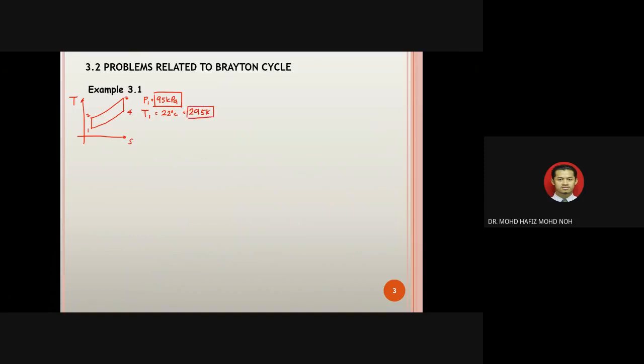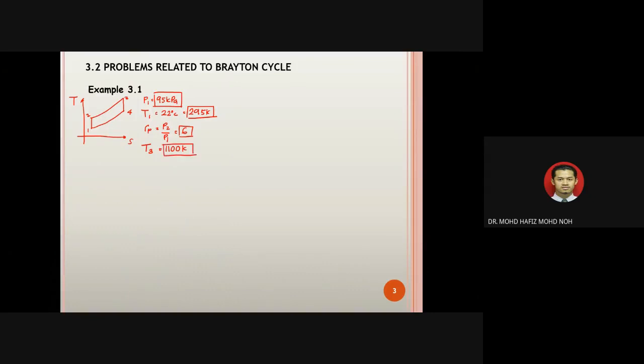295 Kelvin. And then they give you the value of RP. RP is the ratio between P2 and P1, equal to 6. And then they give you the temperature after leaving the heat addition process, which is T3. So T3 is 1100 Kelvin.